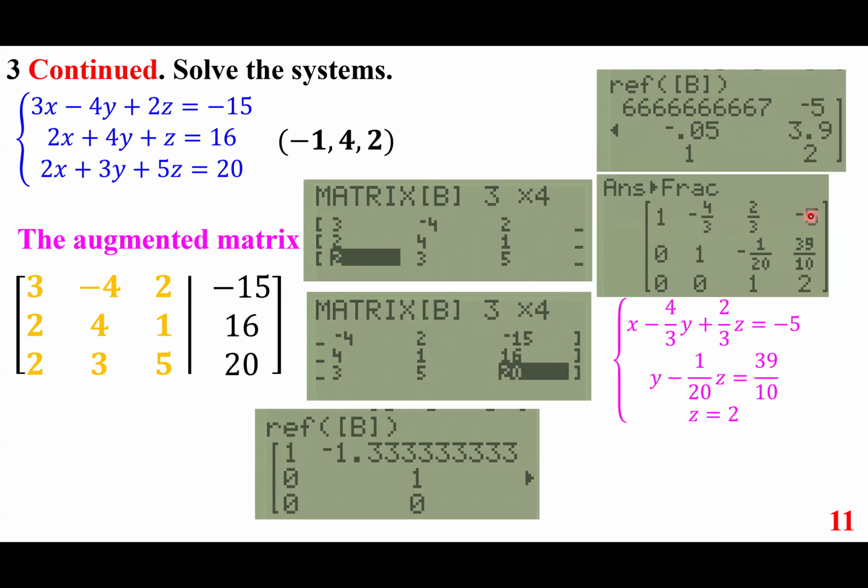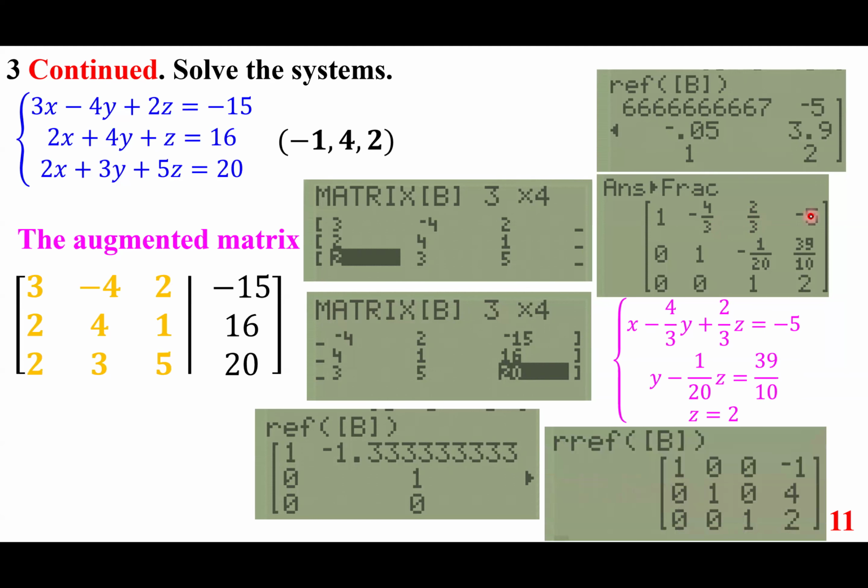However, I'm going to go with RREF, because when I go with reduced row echelon form, the last column is my answer. Minus 1, 4, 2. We already had that.